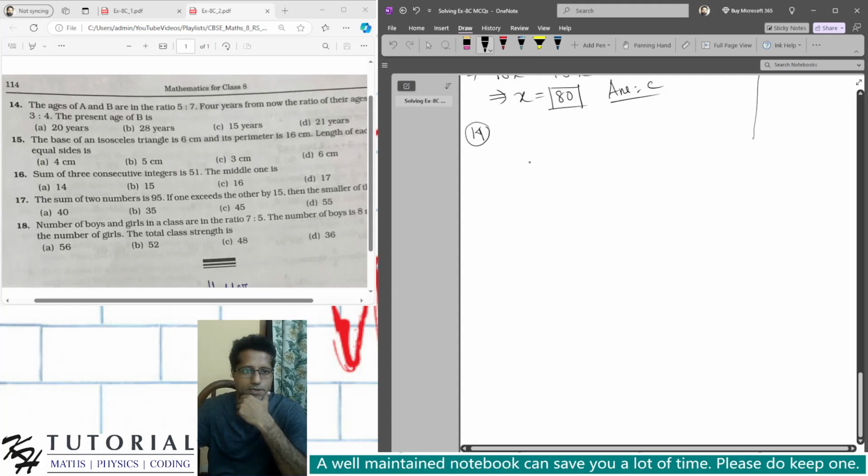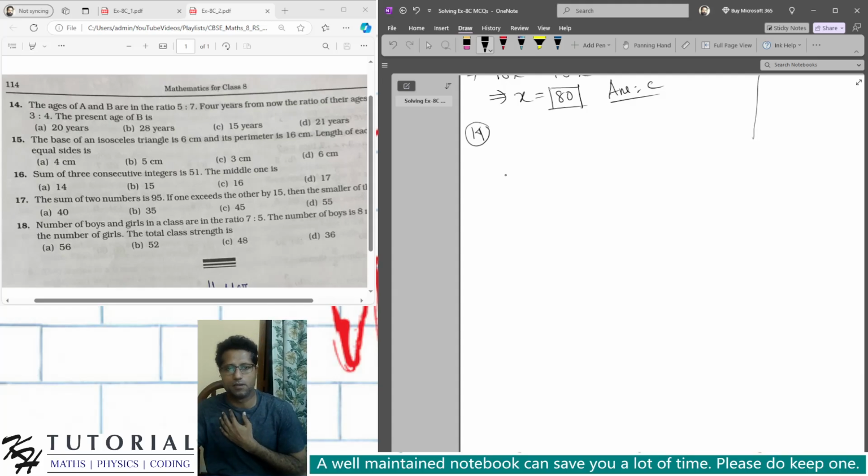Problem number 14 says the ages of A and B are in the ratio 5:7, and 4 years from now the ratio changes. Whenever you have this kind of problem where ratios of some quantities are given, it is a very standard way to immediately assume those quantities to be a multiple of the parts of the given ratio.